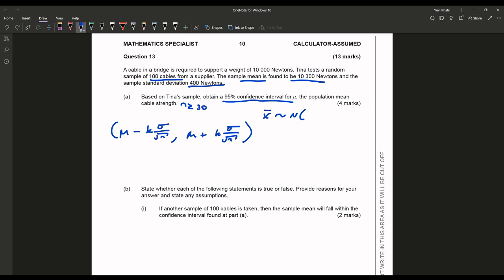So x is normally distributed, where the mean is 10,300, and the standard deviation, that's sigma over root n, and we know that our sigma is 400 and n is 100, so it's root 100, which is 400 over 10, which is 40. So that's going to be 40 squared. Now we have everything, and we also know that k equals 1.96 because it's this 95% confidence interval. So let's just sub everything in.